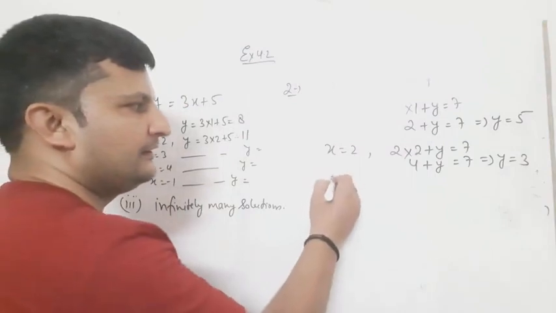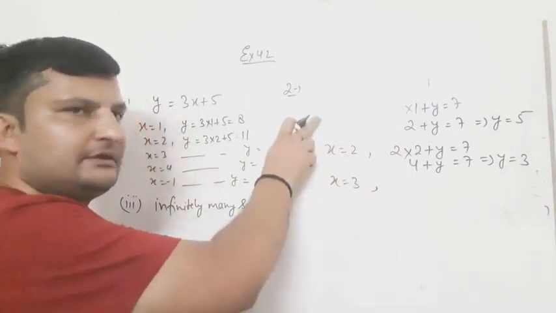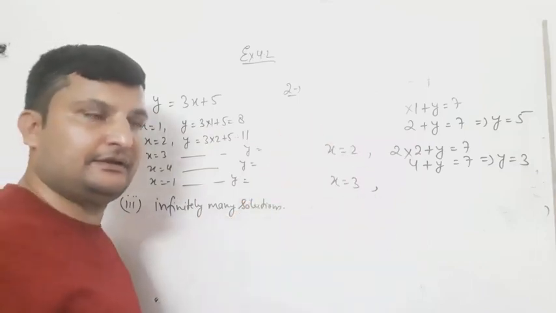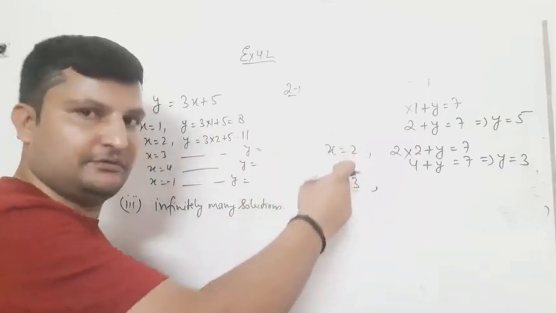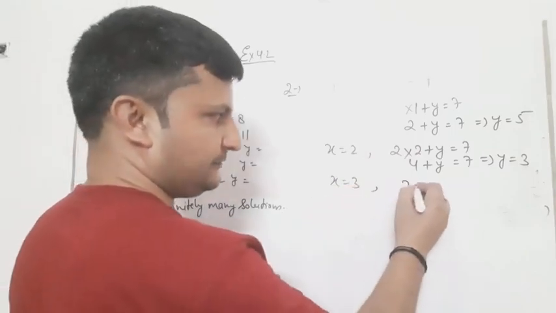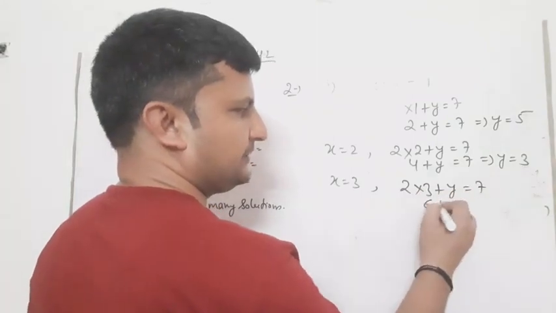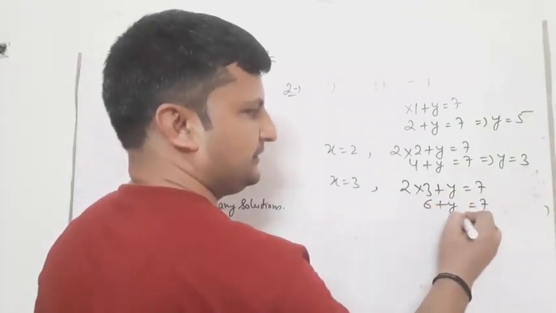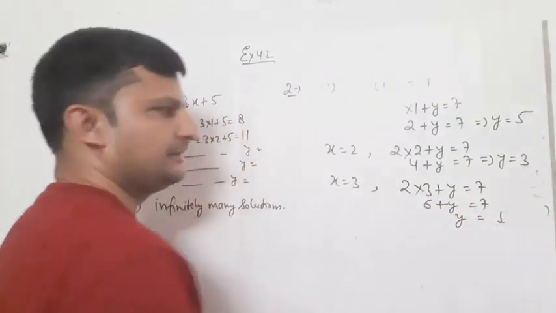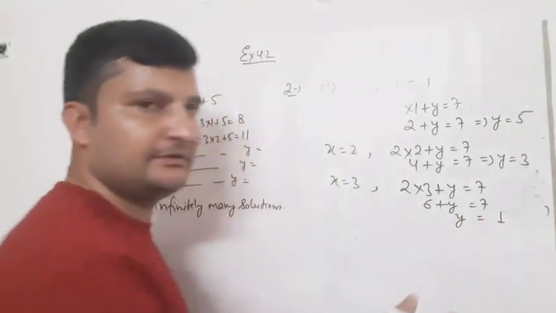So the second solution of this equation is x is equal to 2 means y is equal to 3. Now I am putting x is equal to 3, because we have to find 4 solutions, right? X is equal to 1 I have taken, then I am taking x is equal to 2, then I am taking x is equal to 3. Now put x is equal to 3 here. 2 into 3 plus y is equal to 7. So 6 plus y is equal to 7. It means y is equal to 1. So the third answer is, if we put x is equal to 3, we get y is equal to 1.